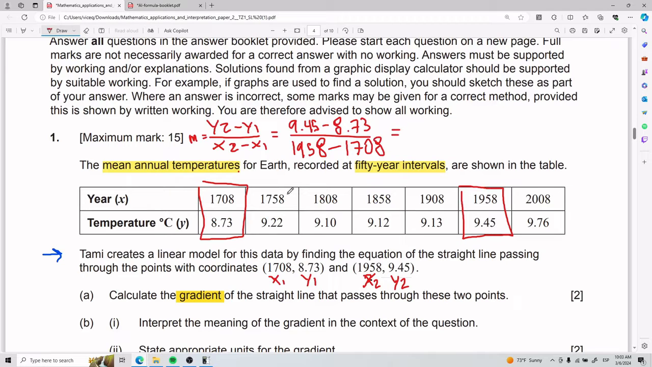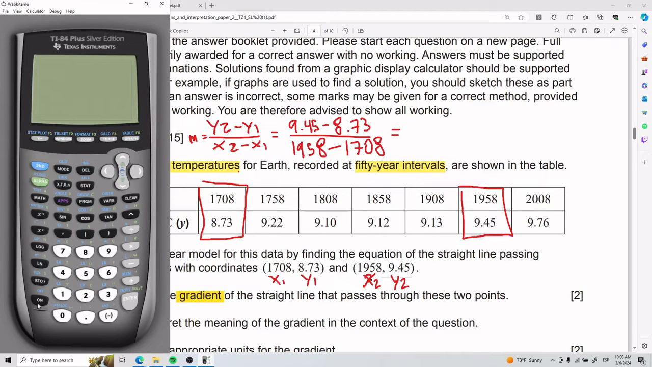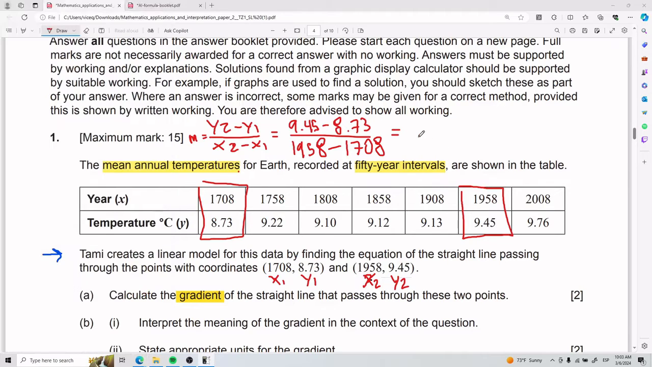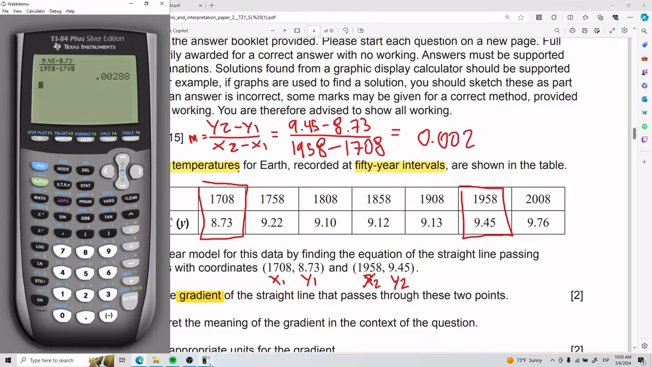So trust the process. Here's the formula, no worries. I plug that into my calculator. There's an easy way to plug it into my calculator, okay? Because I have a fraction, you can press alpha and then y equals. Alpha y equals, you hit that F1 button, brings up this menu. There's a lot of stuff on it, but it's just fractions. The first one is a fraction. So here you can put 9.45 minus 8.73, over 1958 minus 1708. This is just a calculator trick to get it faster, okay? That's all. You end up with 0.00288.